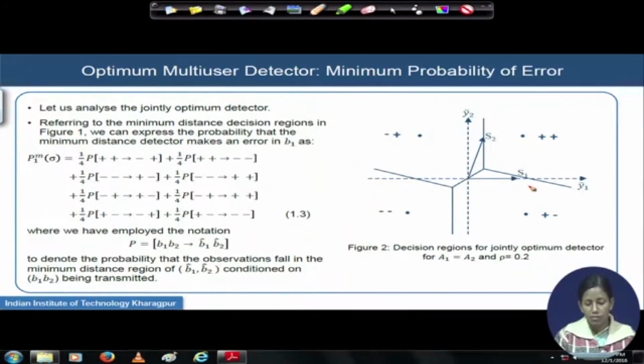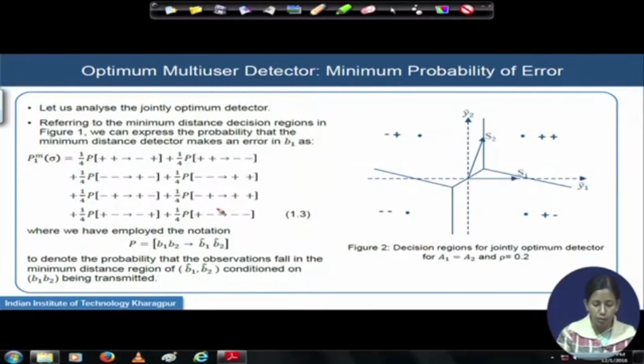Suppose the minimum distance detector makes an error in identifying B1. P1M, where M stands for the minimum distance detector, tries to detect the signal by minimizing the distance. That is the fundamental idea. So, P1M is the error probability of the minimum distance detector confined to user 1, in the presence of noise. Sigma is the power spectral density of the noise we have already considered. So, that error can be written like this.